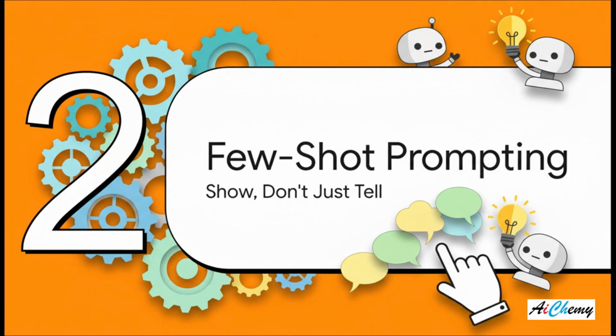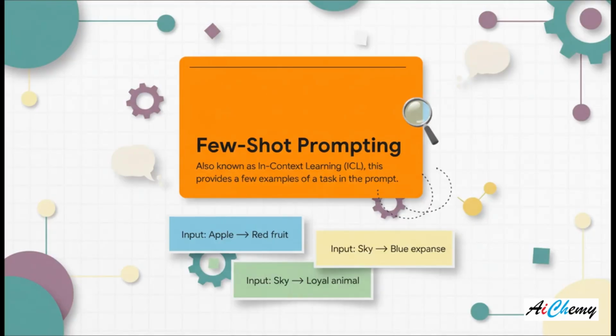We stop just telling the AI what to do, and we start showing it. Welcome to few-shot prompting. Now, this is where things get really cool. With few-shot, you give the AI, well, a few shots. Just a couple of examples of what you want, right there in the prompt. This is called in-context learning, because you're teaching it a new pattern right there in the moment, just for that one conversation.